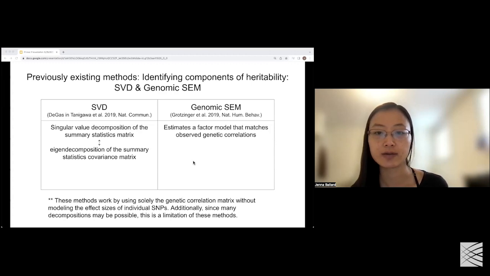It is notable that both of these methods operate on the genetic correlation matrix alone and do not model the effect sizes of individual SNPs. Because multiple decompositions may be possible, this is a limitation of these methods and their ability to find the most parsimonious or biologically informative decomposition.